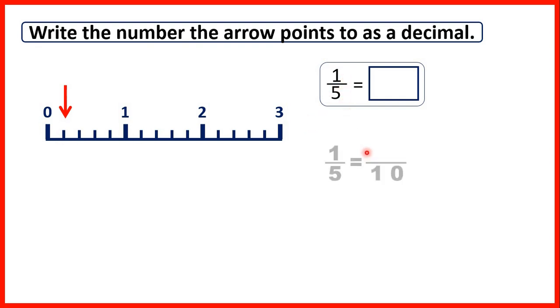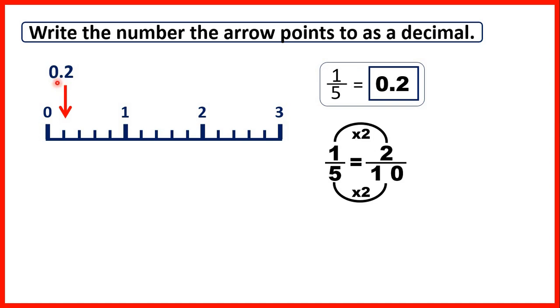Well, remember, decimal place values are tenths or hundredths. 5 times 2 is 10, and 1 times 2 is 2. So, because we know that 1/5 is equivalent or the same size as 2/10, we know that that's 0.2 as a decimal, because the first digit after the decimal point is the tenths digit. It's the tenths place value. So here, because the arrow is pointing to 1/5, as a decimal, we write that as 0.2.